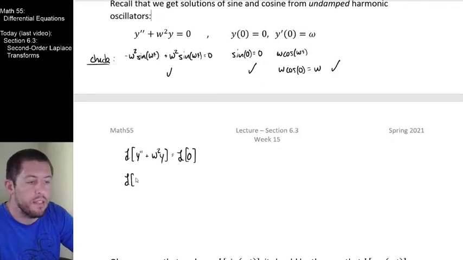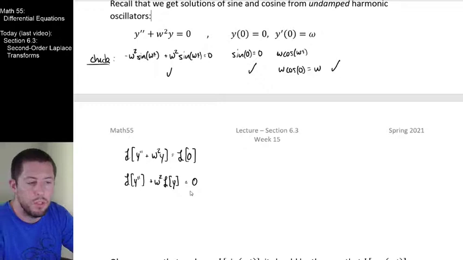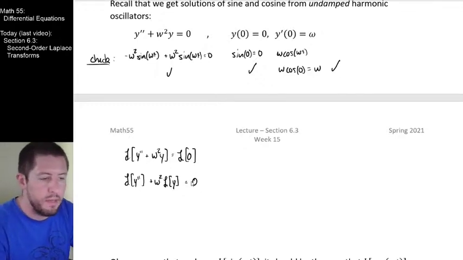So I think I can write this next line as L of y double prime plus omega squared Laplace transform of y, because it's a linear operator, so I can split it over addition, subtraction. I can pull out constant multiples. Laplace transform of 0 is just going to be 0.